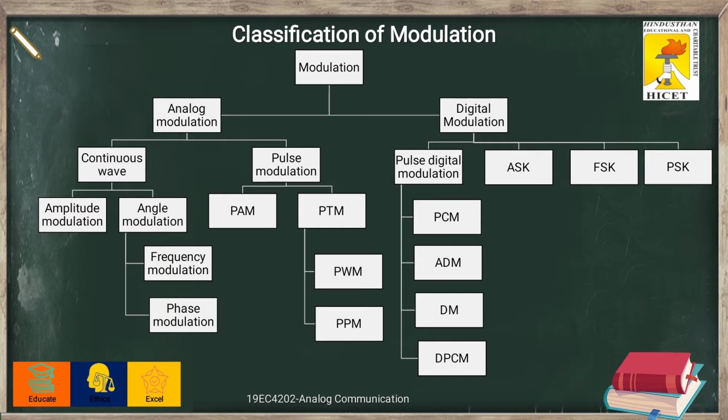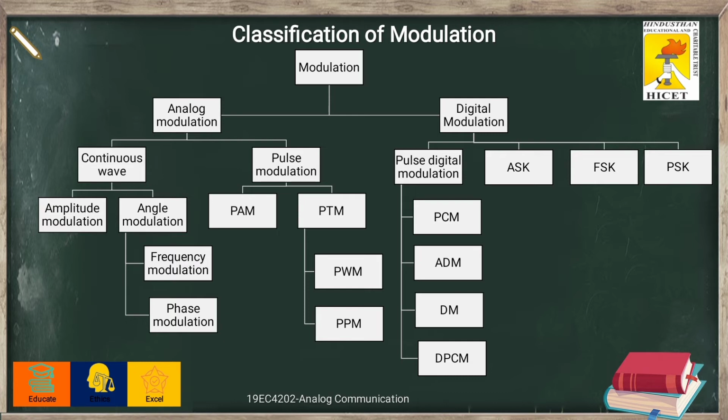If the parameter in the time axis, that is either frequency or the phase of the carrier, is changed according to the amplitude of the message signal, then it comes under the category of angle modulation, which is again divided into frequency modulation and phase modulation. If the frequency of the carrier is changed, it comes under the category of frequency modulation, and if the phase of the carrier wave is changed, it comes under the category of phase modulation. Pulse modulation is divided into pulse amplitude modulation and pulse time modulation.